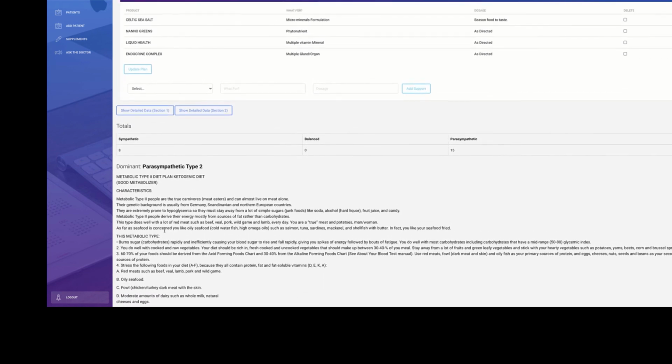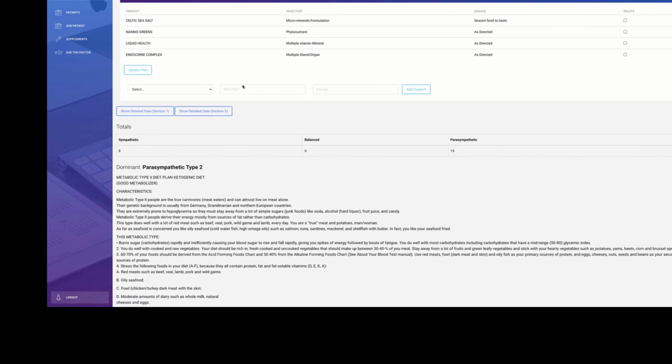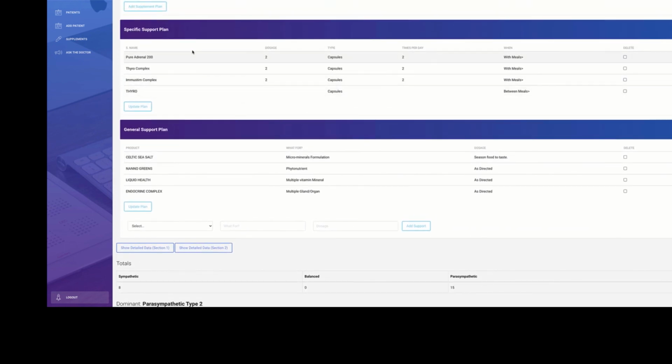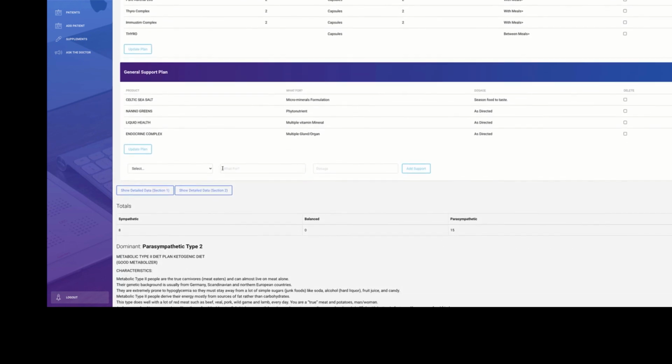Now, once you have all the supplements that you have decided to give the patient, whether it's general support or specific support, once you have all that done, then you're finished as far as determining what glands or organs are malfunctioning. Now we're going to go into diet.